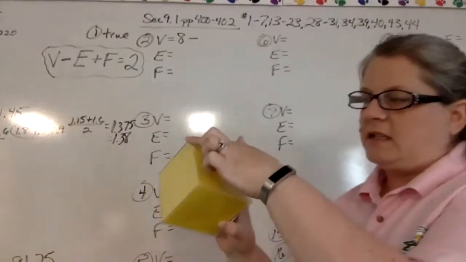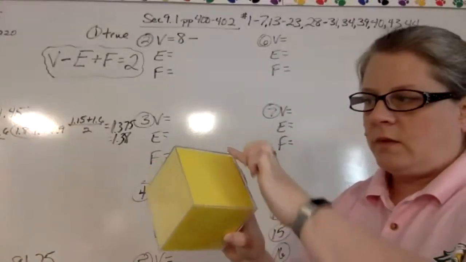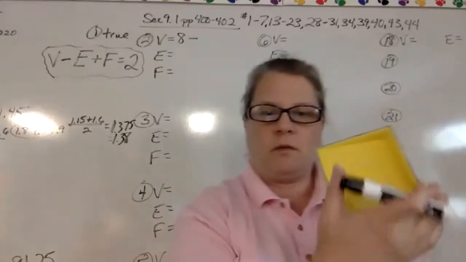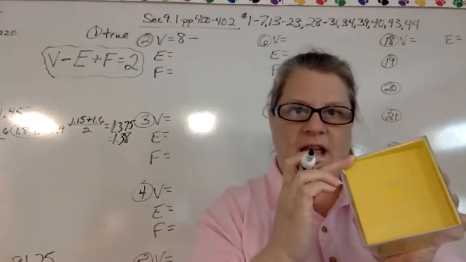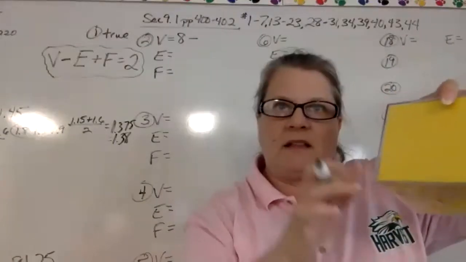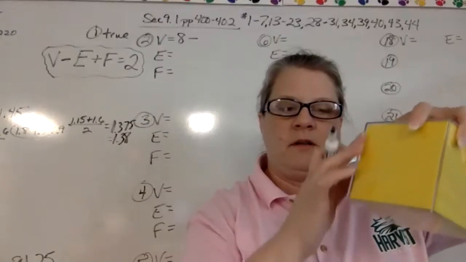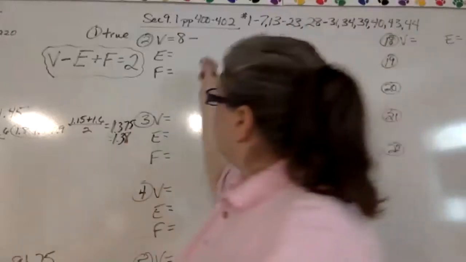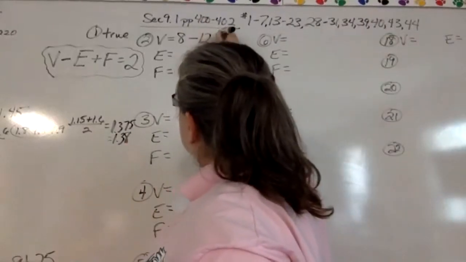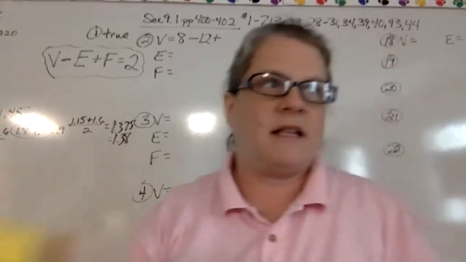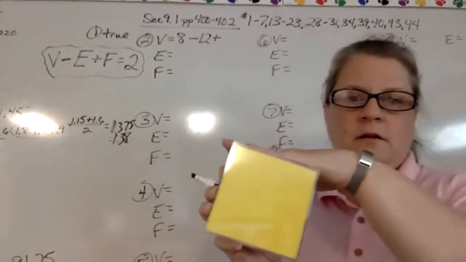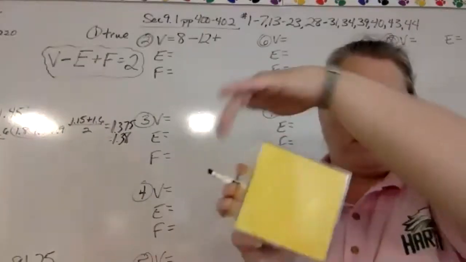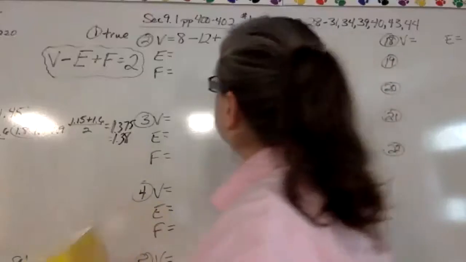So the number of edges, 1, 2, 3, 4 going around the top. And then 1, 2, 3, 4 going around the bottom. So there's 8. But then I have the ones that connect the top and the bottom. So 9, 10, 11, there's 12 edges. 12 edges. And then faces, how many sides does the cube have? Top and bottoms, 1 and 2. Front and backs, 3, 4. Left and rights, 5, 6.